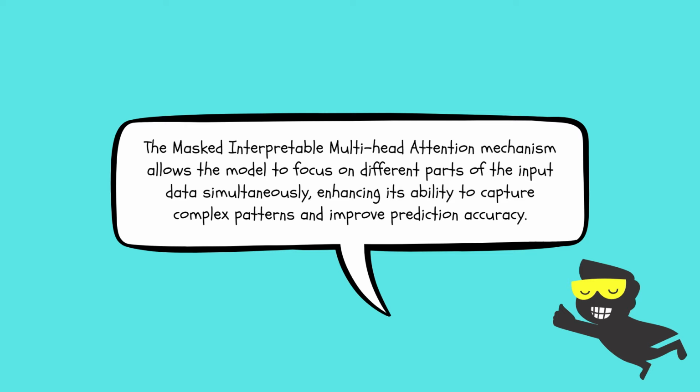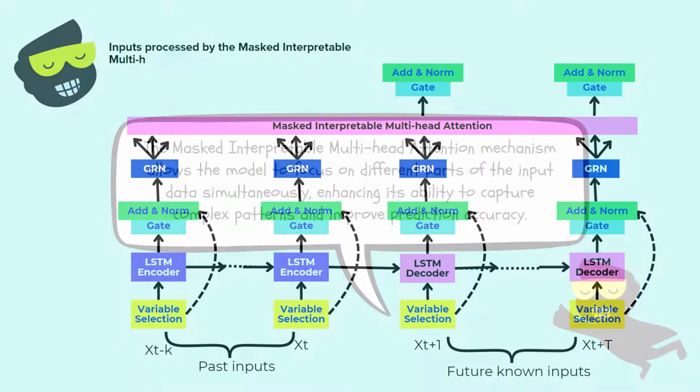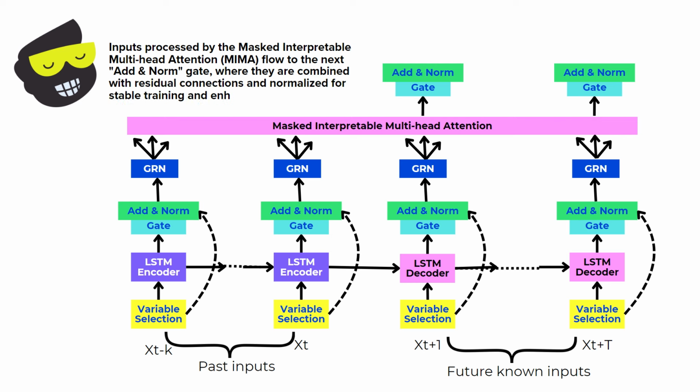Now, after this selective attention, the processed information flows to the next add and norm gate. This gate combines the attention-enhanced data with residual connections from previous layers, ensuring that crucial information is preserved. The combined data is then normalized, maintaining consistent and manageable values, which stabilizes the training process and enhances learning efficiency.